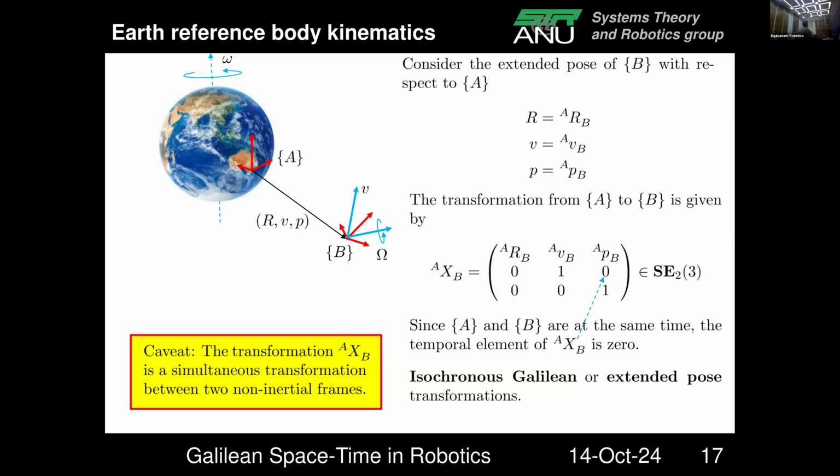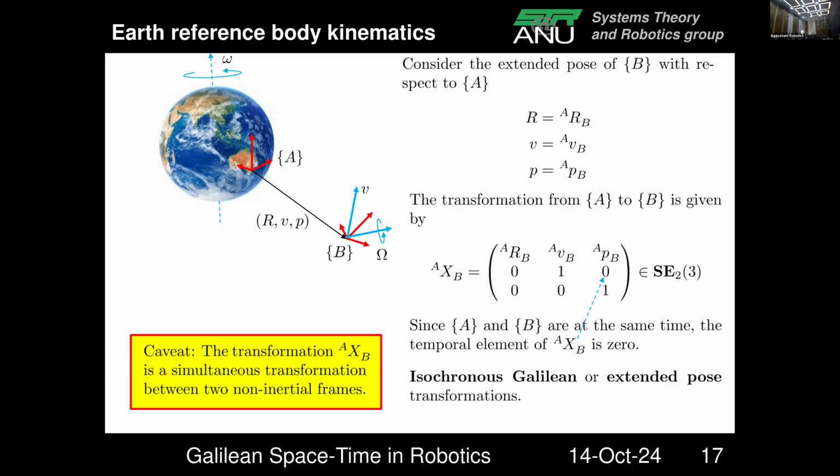And this is the extended pose group, right? It's also called the isochronous Galilean group, and it captures Galilean transformations that don't have any time offset in them. All right, so that's the sort of structure, and this is the group that was so important in the VA model in the IEEE work that we've been doing.